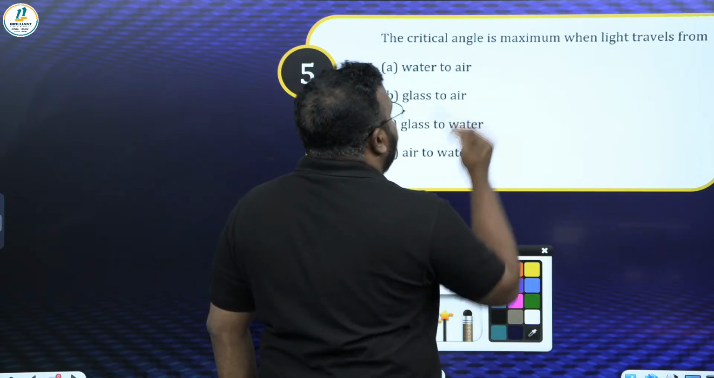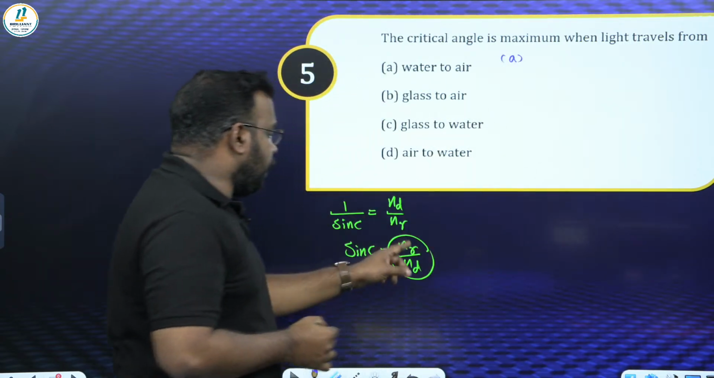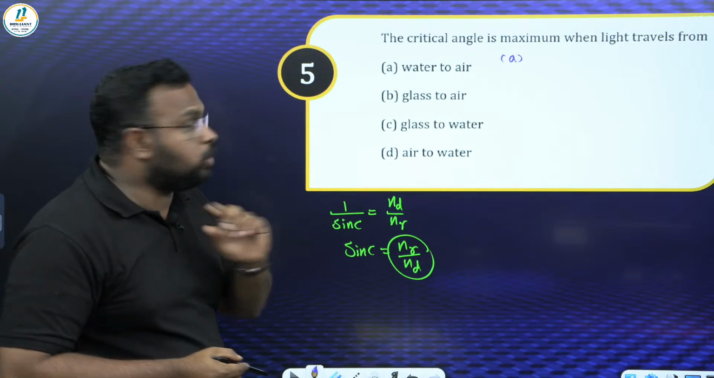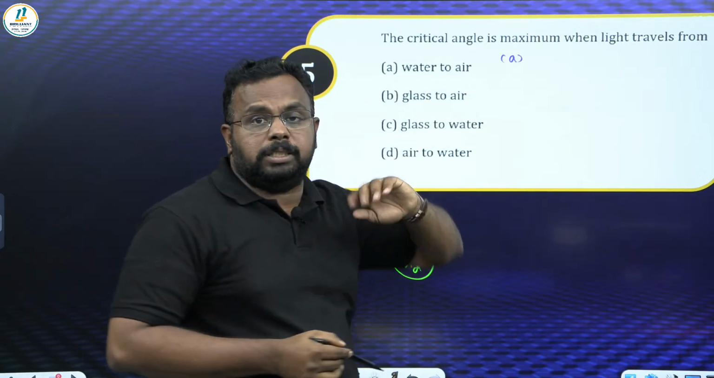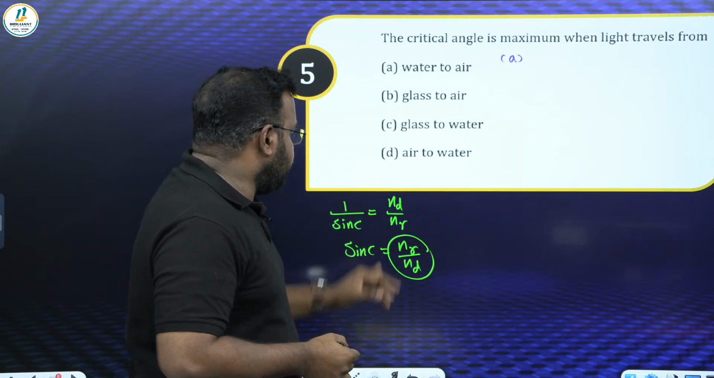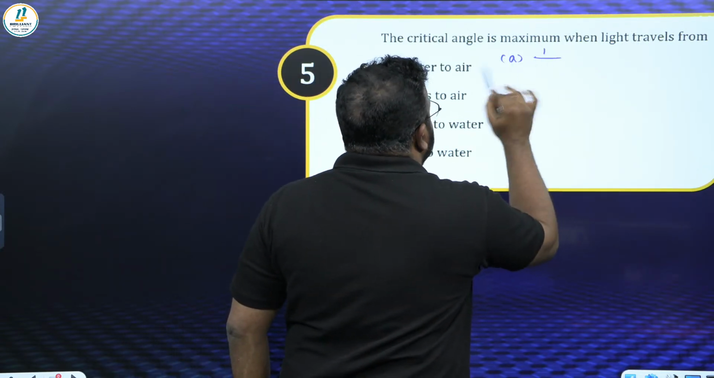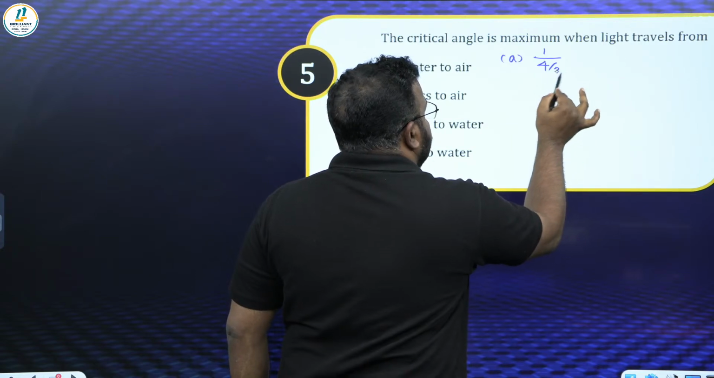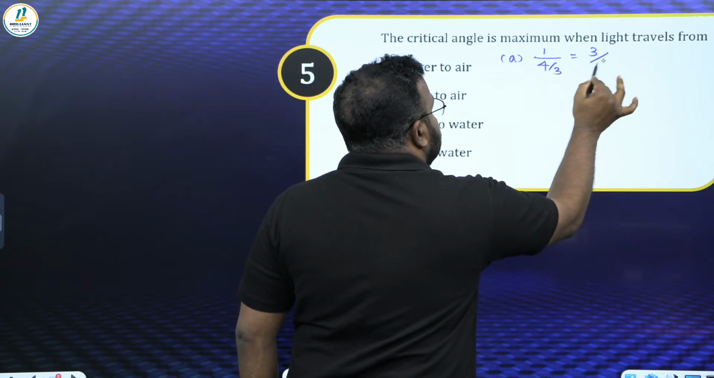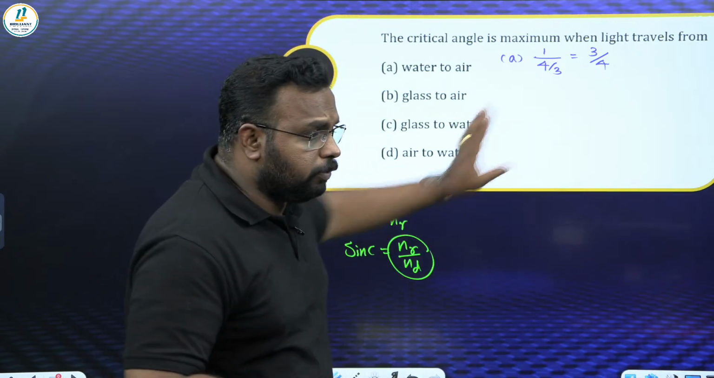What is option number 1? Option A is water to air. So NR by ND only we need to calculate. Here water to air means which is denser? Denser is water, air is rarer. So we get rarer is 1, divided by water, 4 by 3. So we get 3 by 4. 3 by 4 value is 0.75. So that is the first one.